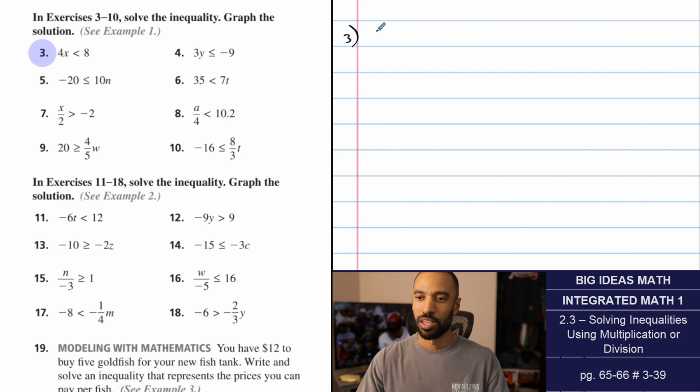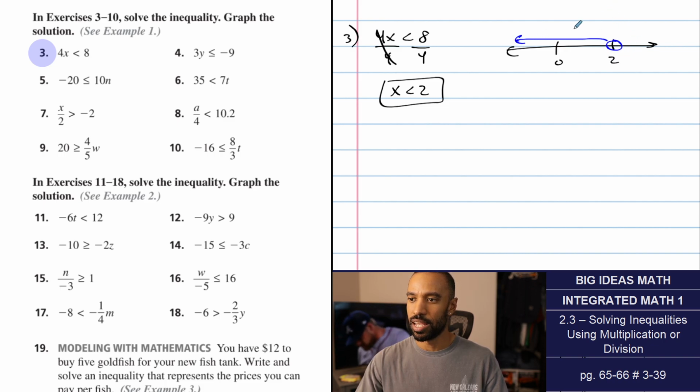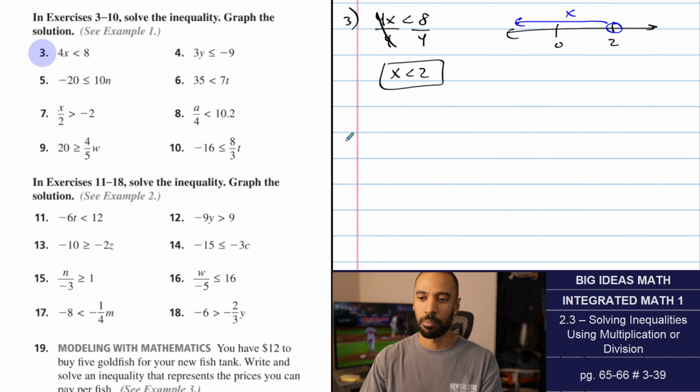So number 3, 4x is less than 8. We'll divide both sides by 4, and we'll get x is less than 2. As we do this here, notice that 0 will be a part of your solution set. If I plug 0 into here, remember 0 times 4 is 0, right? Is 0 less than 8? Yes. 0 is a part of the solution. That makes sense.